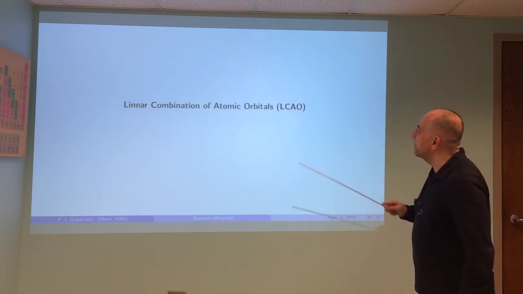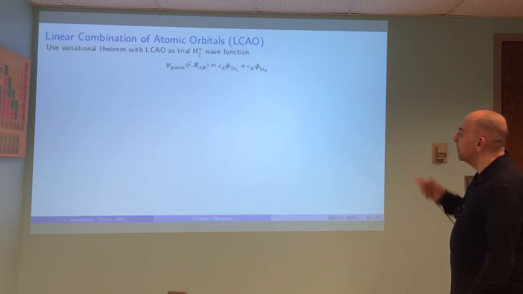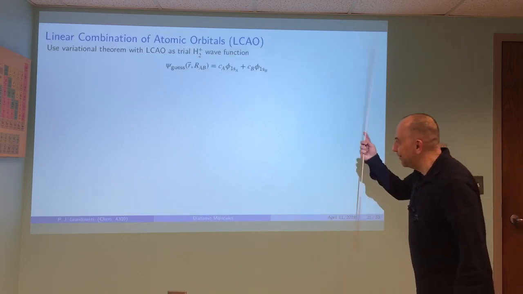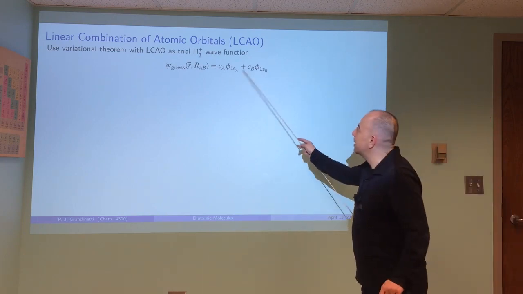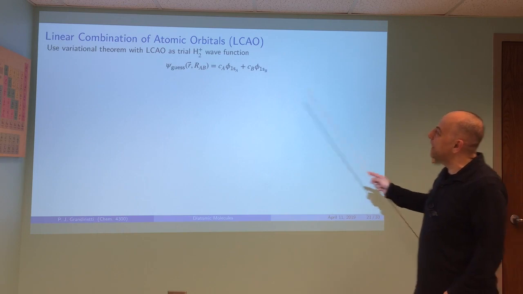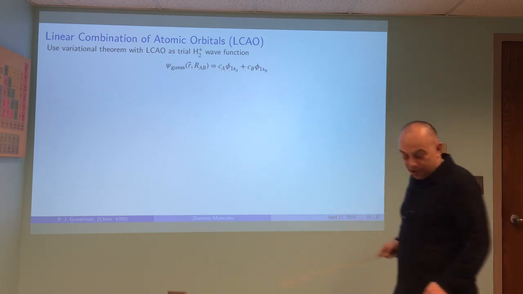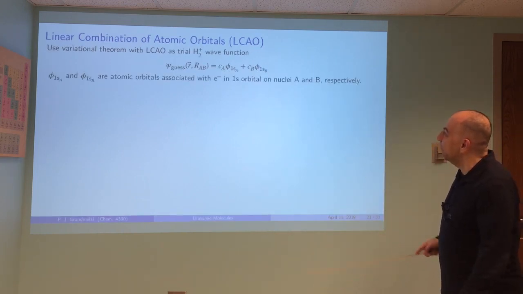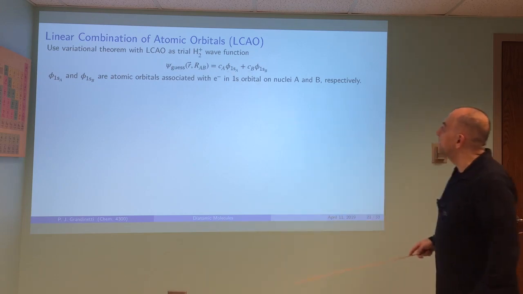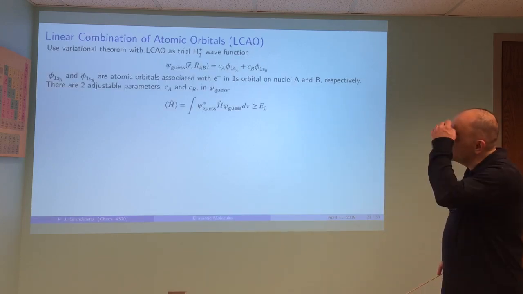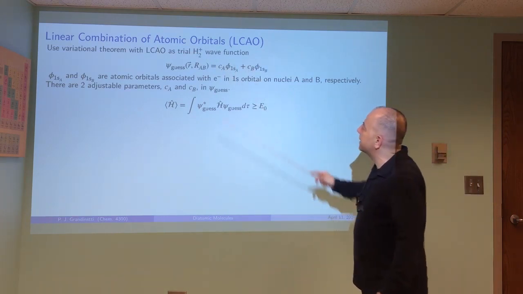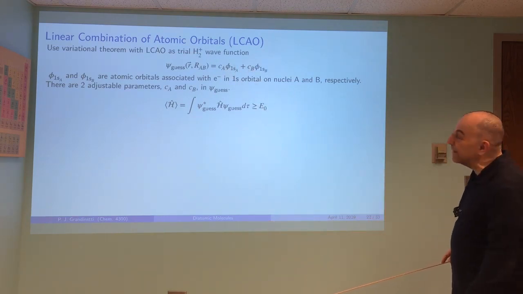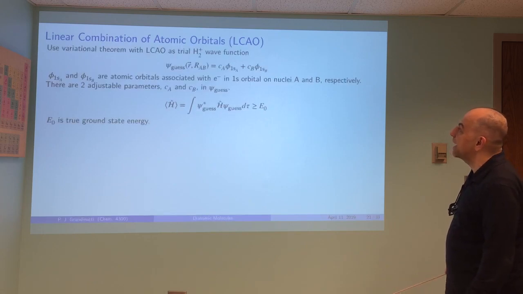So let's talk about this approach, the linear combination of atomic orbitals. Using the variational principle, we're going to say that our guess is a linear combination of atomic orbitals, and we have these unknown coefficients here. That's the approach we're going to use. There are two adjustable parameters here, CA and CB. Those are the two things we're going to vary in our variational approach, how much of each of those we have to add.